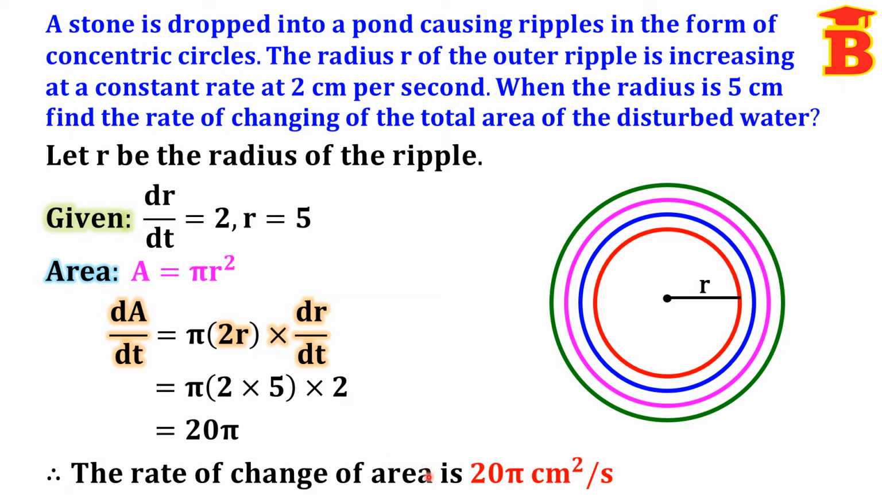Remember, area is in square units. So we have to write centimeter square. Given unit is centimeter per second. Here this is area, so we have to write square units. So write centimeter square per second.